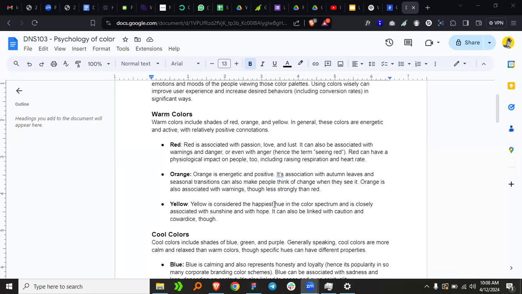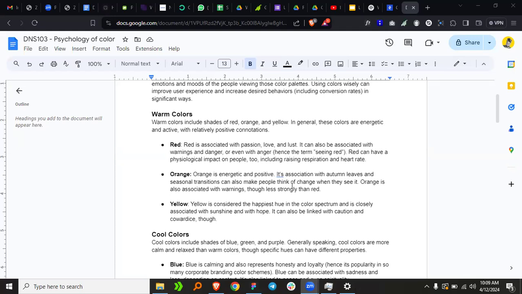It comes with energy, right? Then orange. Orange is energetic and positive. It's associated with autumn leaves and seasonal transition. It can also make people think of change. So when you see orange, you think of change. Then orange is also associated with warning.